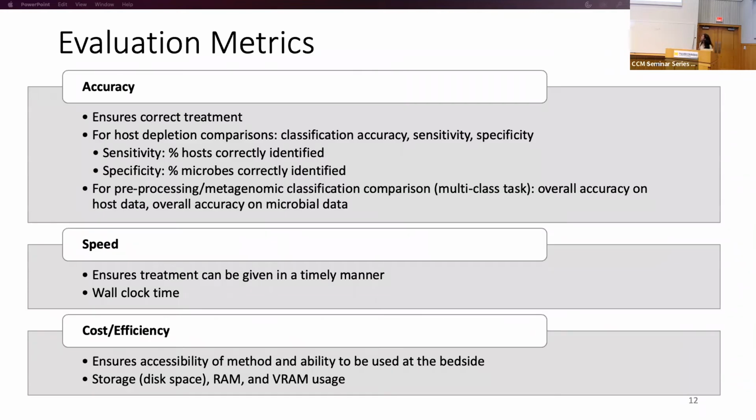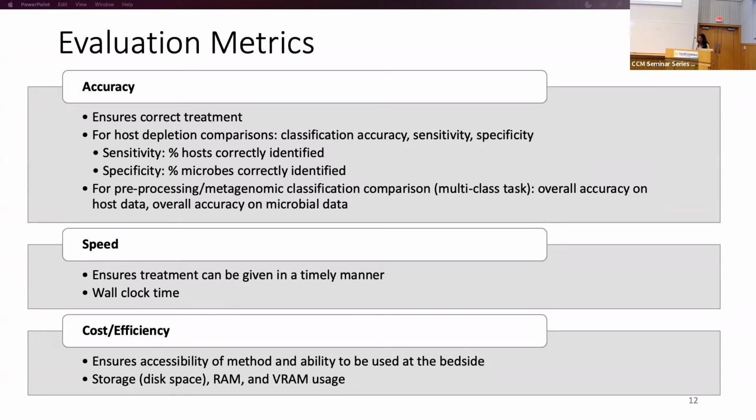We had some different evaluation metrics that we were looking at for accuracy, speed, and cost and efficiency. Accuracy, again, is important for ensuring the correct treatment. For our host depletion comparison, we looked at general classification accuracy as well as sensitivity and specificity, where sensitivity is the percentage of host DNA that was correctly identified, and specificity is the percentage of microbial DNA correctly identified. Then for our preprocessing and metagenomic classification comparison, which is a multi-class task, we looked at overall accuracy on the host data and microbial data. For speed, we looked at wall clock time, and for cost and efficiency, we looked at storage, VRAM, and RAM usage.